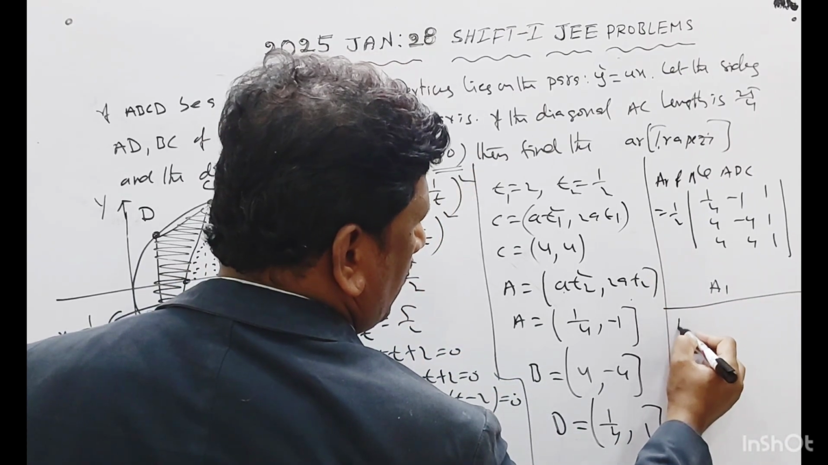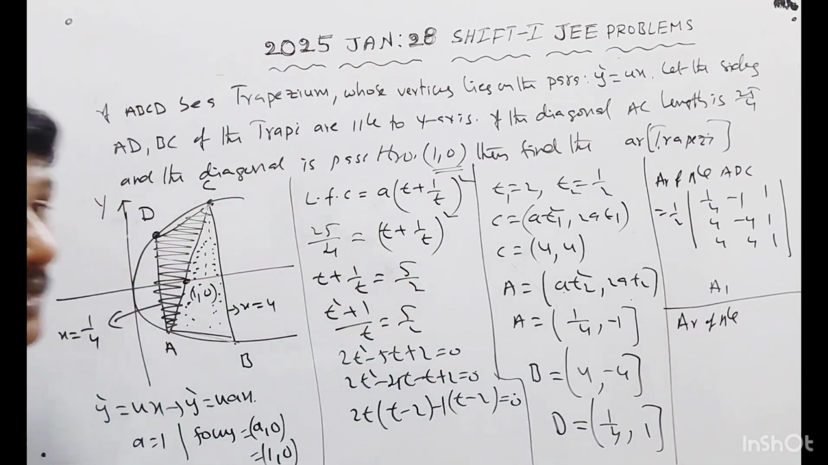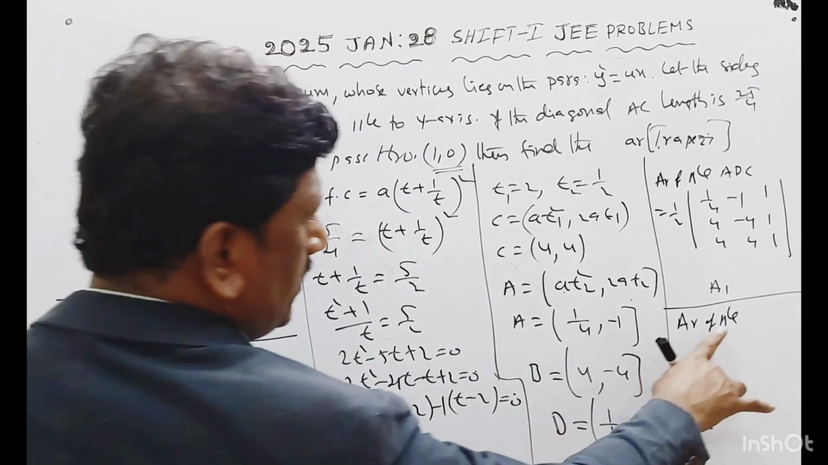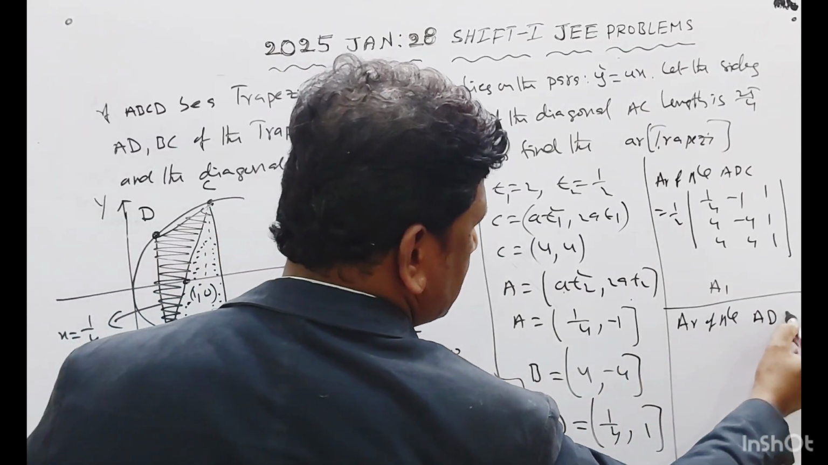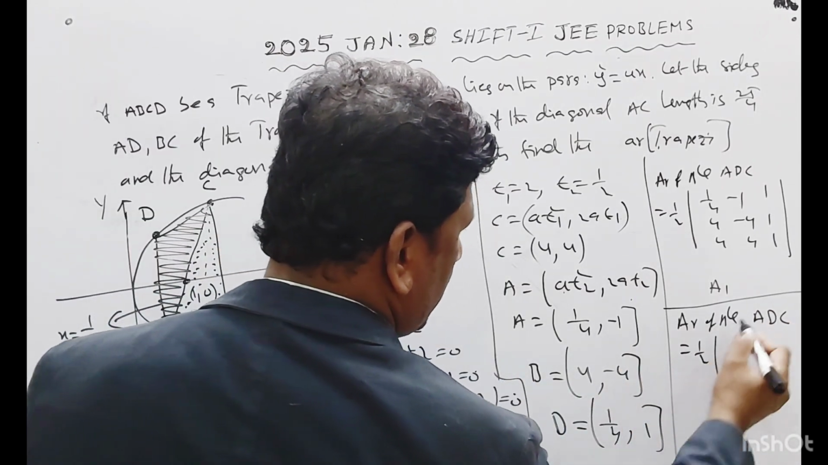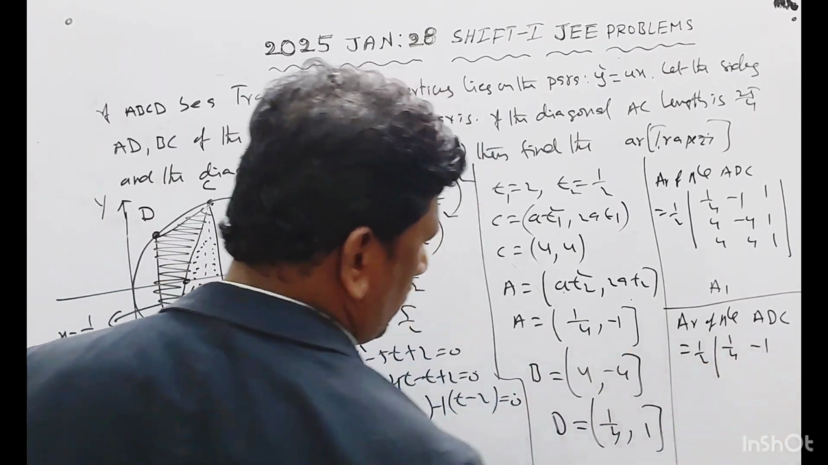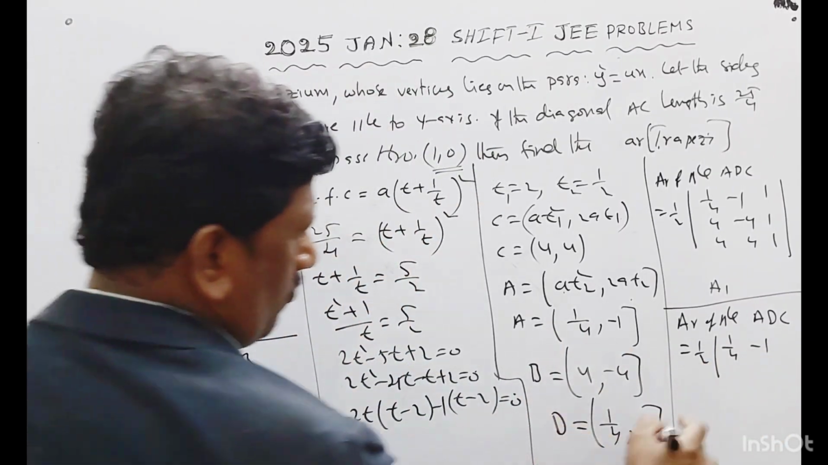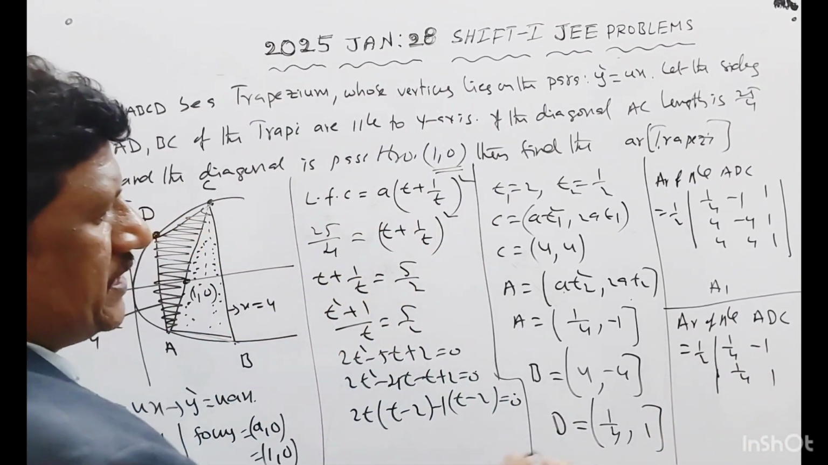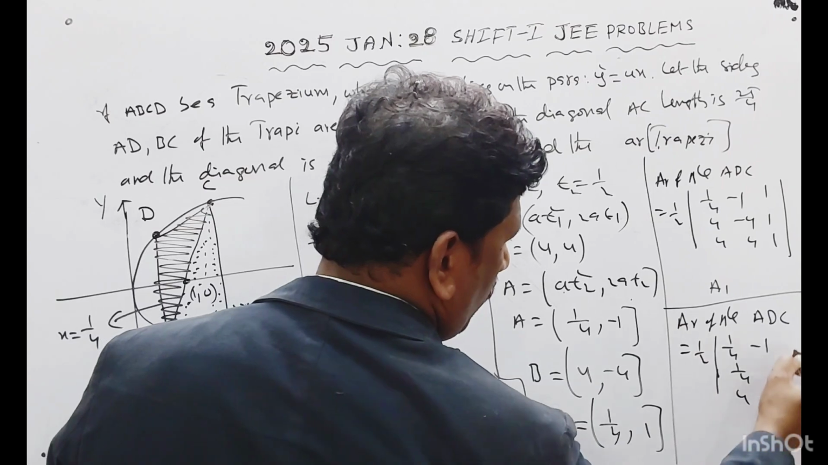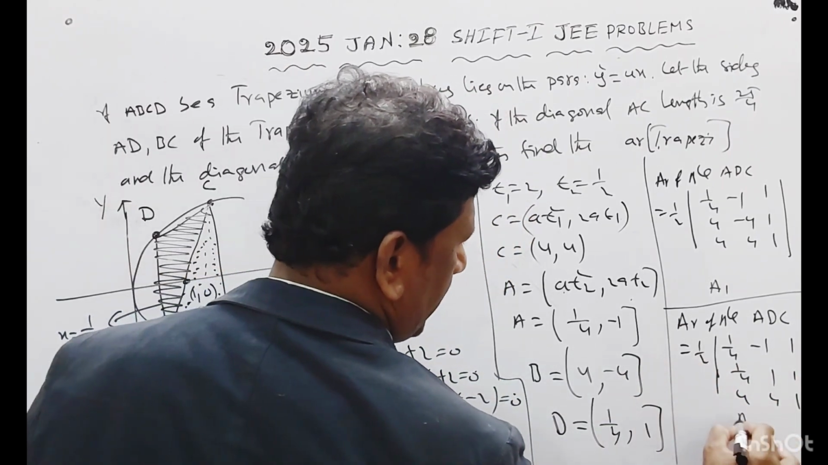Similarly, you find out the area of triangle ADC also. ADC means mod of determinant. What is the A point here? A point is (1/4, minus 1). D point is (1/4, 1). And the point C is (4, 4), then 1 1 1. Find out the area of this, and you will get something, A2.